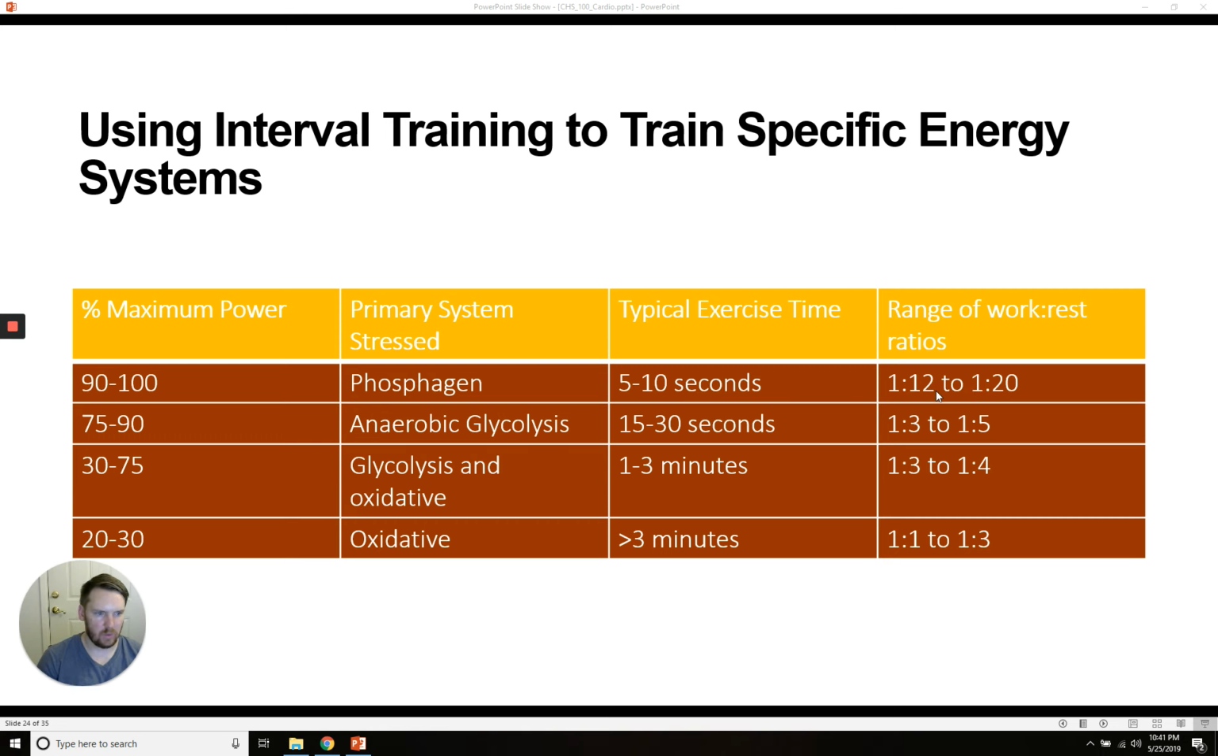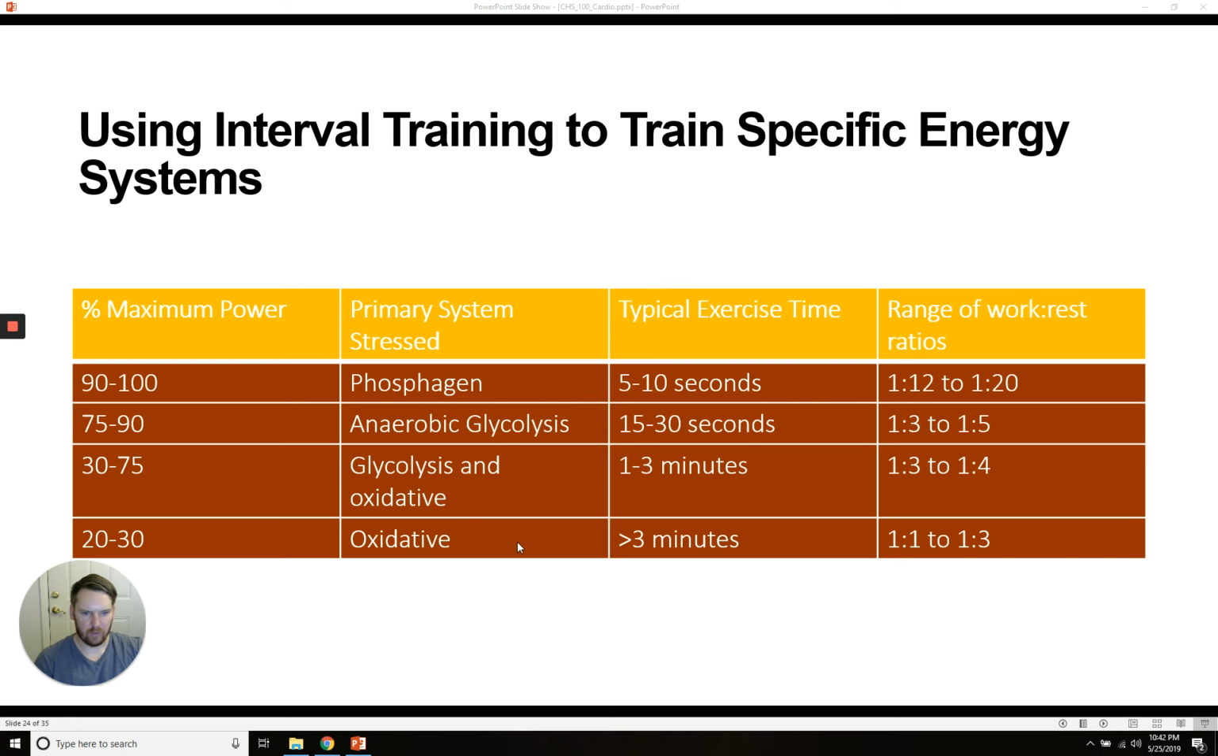And you require usually 1 to 12 and 1 to 20 work-rest ratios. These are max power. If your exercise time that you're trying to train is in that 15 to 30 second range, a 1 to 3 to 1 to 5 work-rest ratio, and you can kind of go down the chart here just to try to figure out your work-rest ratios. So basically here, if you're a power lifter, doing 1 to 3 reps or so usually only takes about 5-10 seconds. You should then recover about 12 to 20 times that amount that you worked to fully recover that energy system.